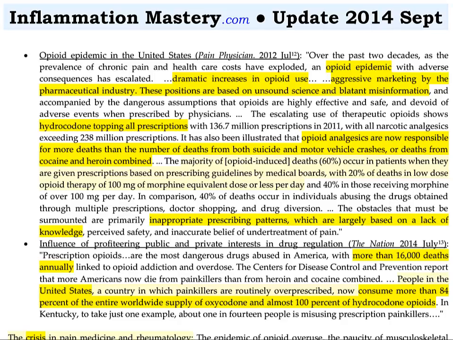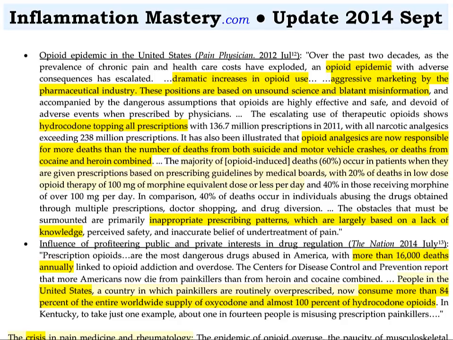You'll notice that this is a quote from the original article. This is not my opinion. This is actually a quote from peer-reviewed research. The escalating use of therapeutic opioids shows hydrocodone topping all prescriptions with 136.7 million prescriptions in 2011. This is just from the United States, with all narcotic analgesics exceeding 238 million prescriptions. It has also been illustrated that opioid analgesics are now responsible for more deaths than the number of deaths from both suicide and motor vehicle crashes or deaths from cocaine and heroin combined.